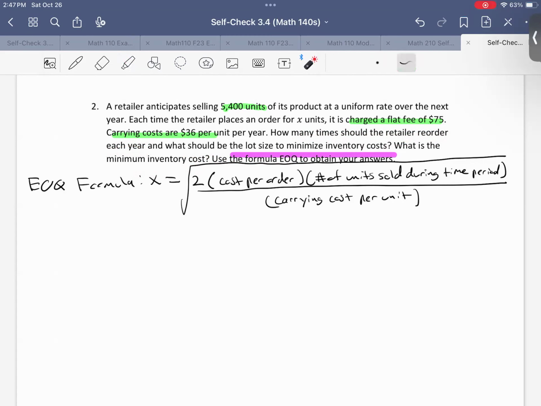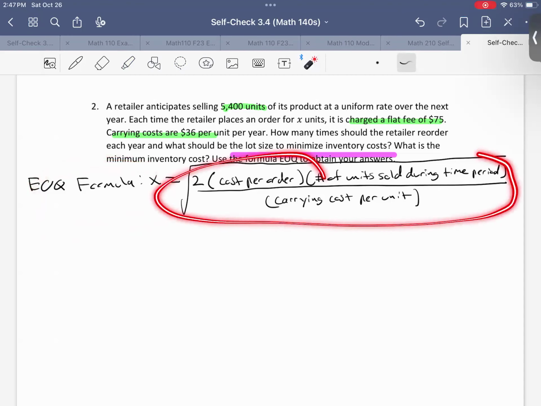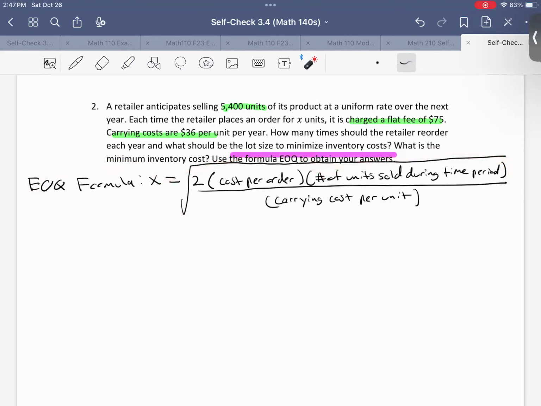So I've written out the EOQ formula that could also be found in our notes, but here it is available as well. It's just X meaning lot size. Lot size equals the square root of 2 times our cost per order times our number of units sold divided by carrying cost per unit.